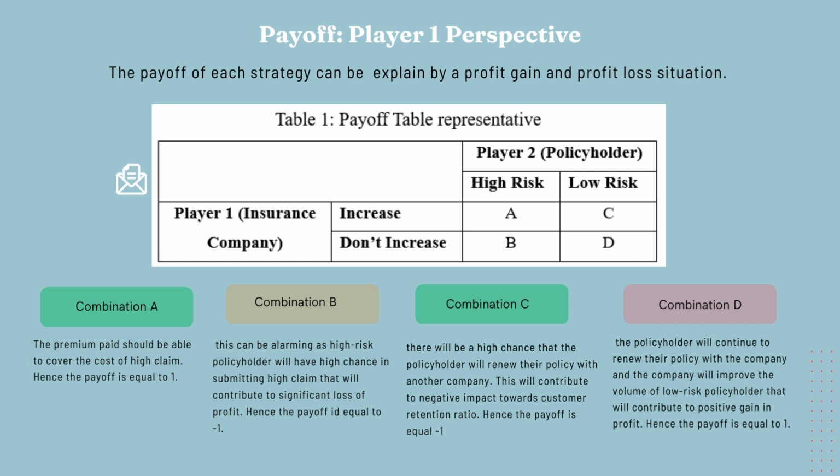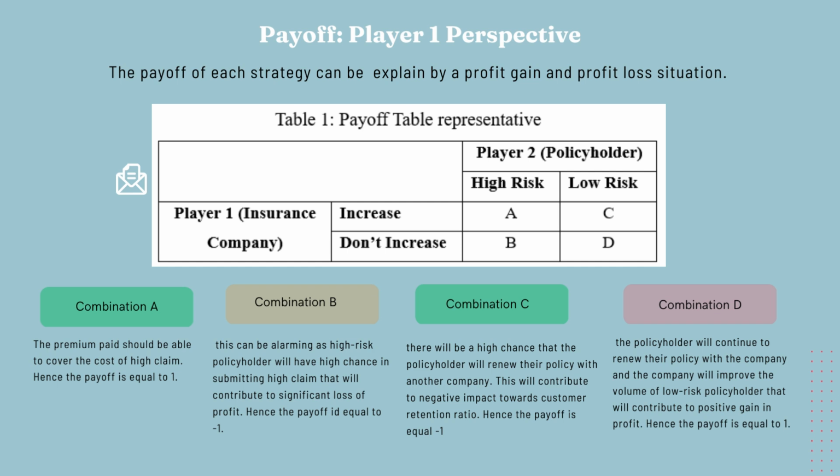Combination B, looking into player one: don't increase the premium, where player two is high risk. This is a very alarming event, something that they want to mitigate, because when player two is high risk, there is a very high chance that the policyholder will submit a high claim. This will definitely contribute to a significant loss to the company. Hence, the payoff to the company is -1, because loss is going to happen.